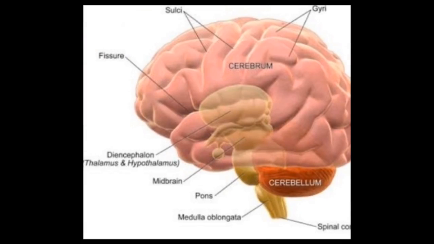Now comes your cerebrum. The cerebrum is the main part of your forebrain. Please remember that. It is the largest and the most prominent part of your brain. It is divided into right and left hemispheres, known as the cerebral hemispheres. The two hemispheres are connected by a thick band of nerves called the corpus callosum. This corpus callosum helps in the transfer of information or impulses from one hemisphere to the other.